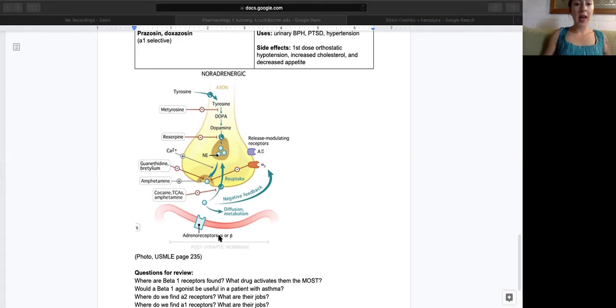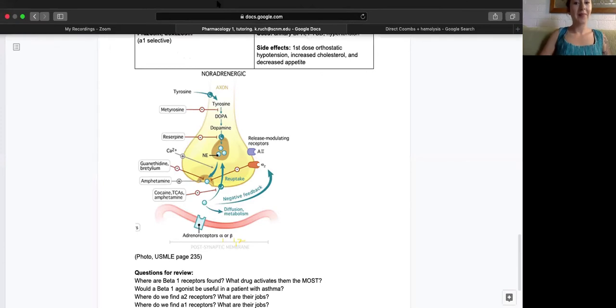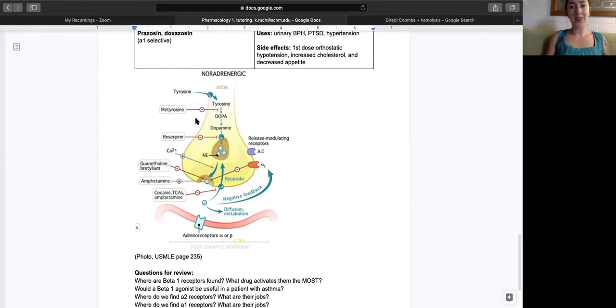Adrenergic receptors, alpha or beta. Down here, if it helps you, maybe write in that this is only going to be alpha 1 and then beta 1 and beta 2 for the receptors that are on the postsynaptic membrane. That might help you keep it a little more clear. Wink, wink.